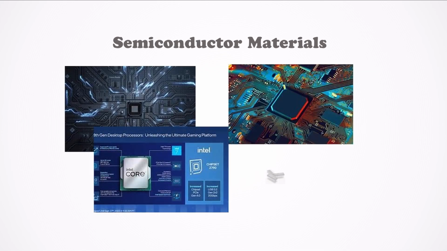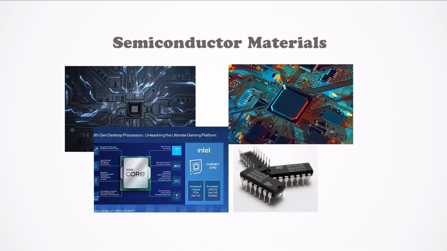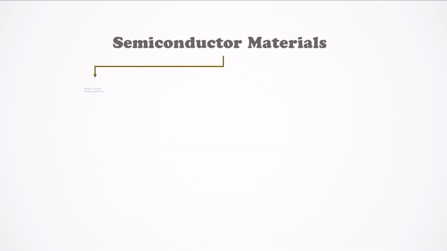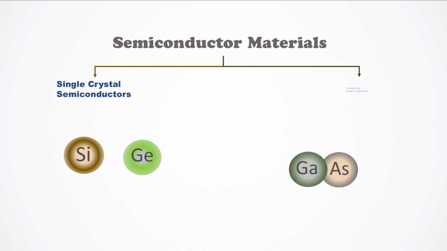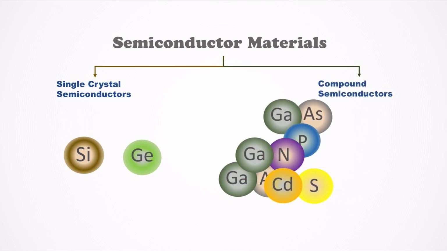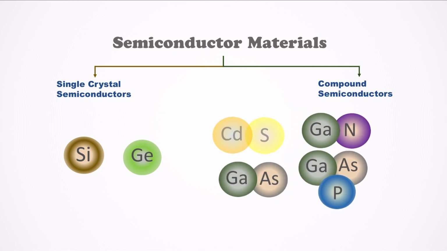In today's world, semiconductor is the main material in the construction of every individual solid-state electronic device or integrated circuit. These materials are segregated in two classes. First is single crystal semiconductor, that is silicon, germanium, and the other one is compound semiconductor like gallium arsenide, cadmium sulfide, gallium nitride, gallium arsenide phosphide, etc. Specifically, those constructed by two or more semiconductor materials of different structures.